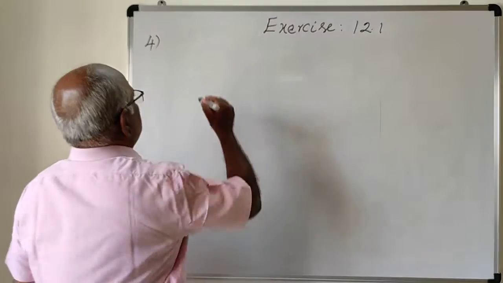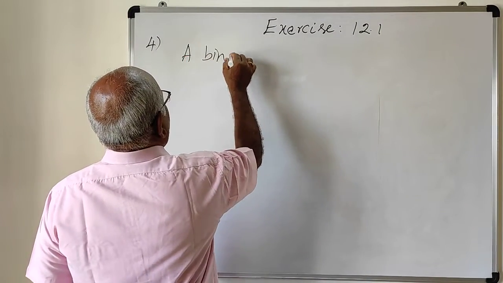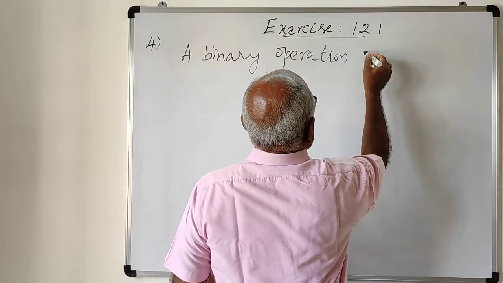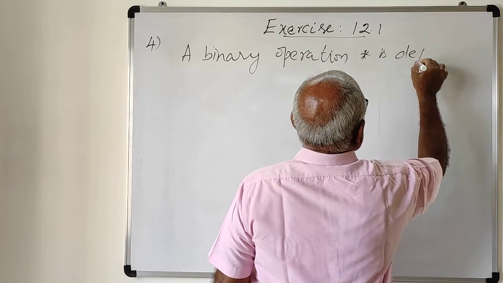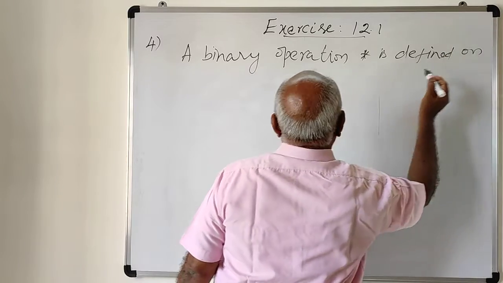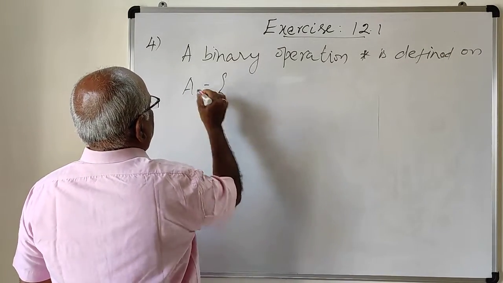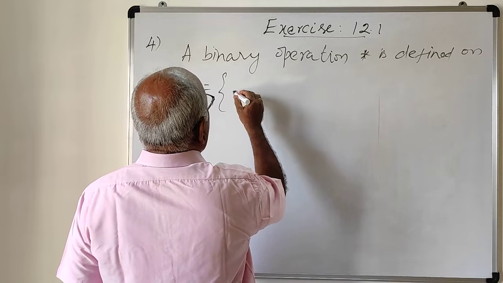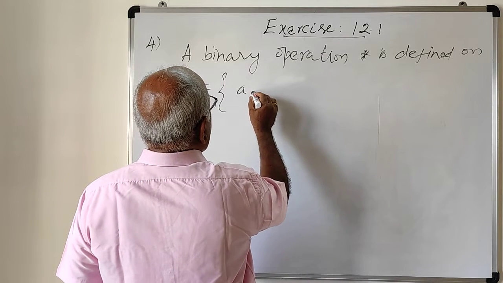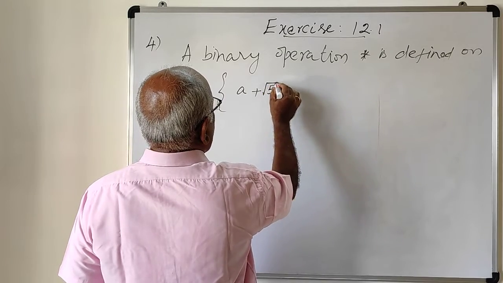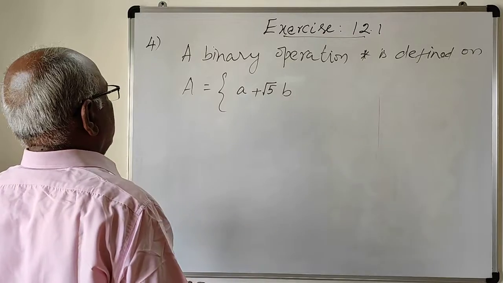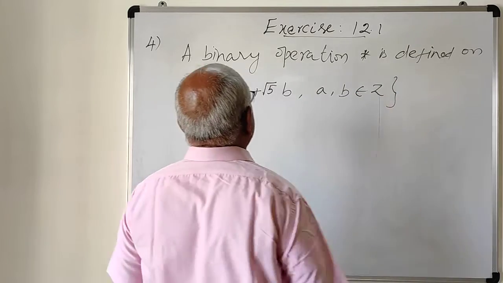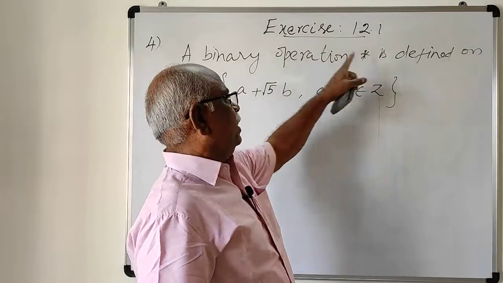Star is a binary operation defined on a set A, the set of all elements of the form a plus root 5 into b, such that a, b belong to the set of integers.